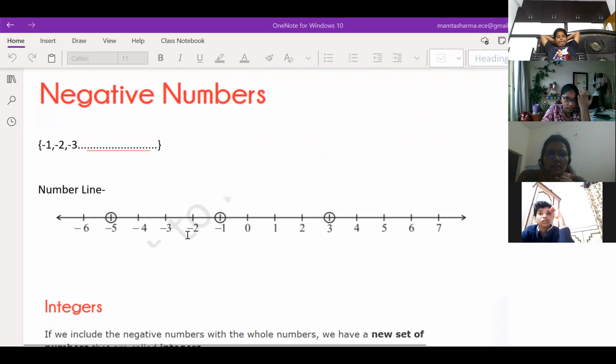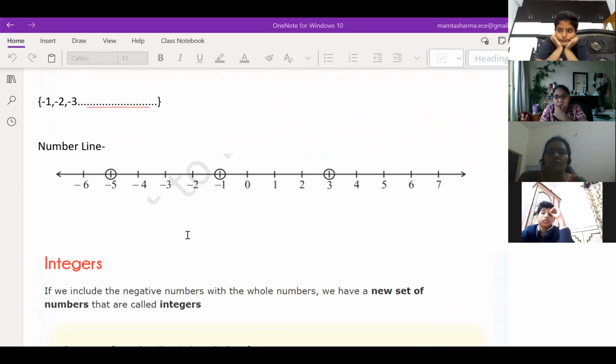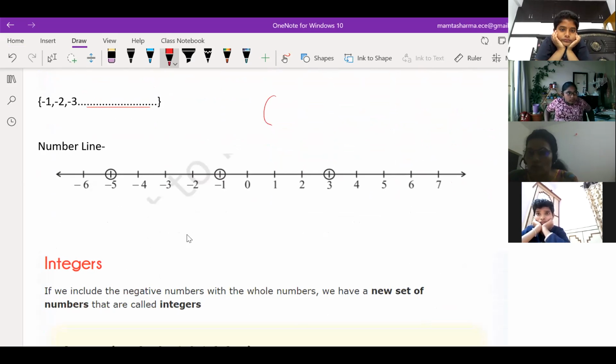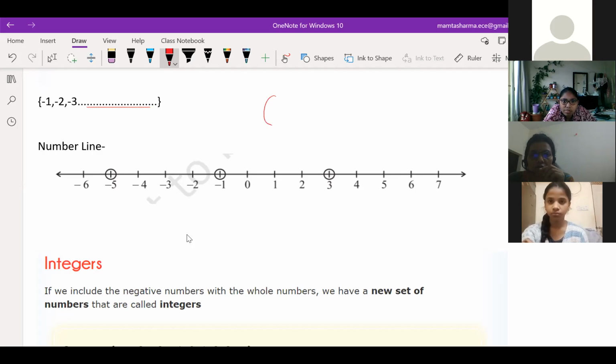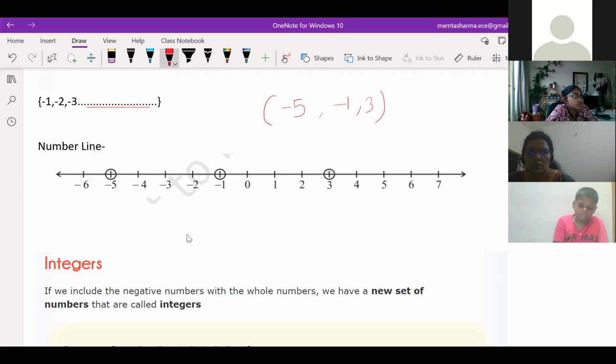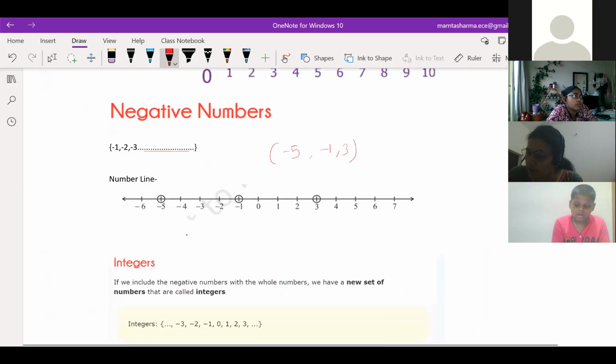Now I am giving you a few numbers. You have to represent them on a number line. Do you know what a number line is? Yes, ma'am. A straight line where we can represent numbers, either positive numbers, negative numbers, or 0, is called a number line. Suppose I give you -5, -1, 3 to represent on the number line. Can you do it? Yes, ma'am.